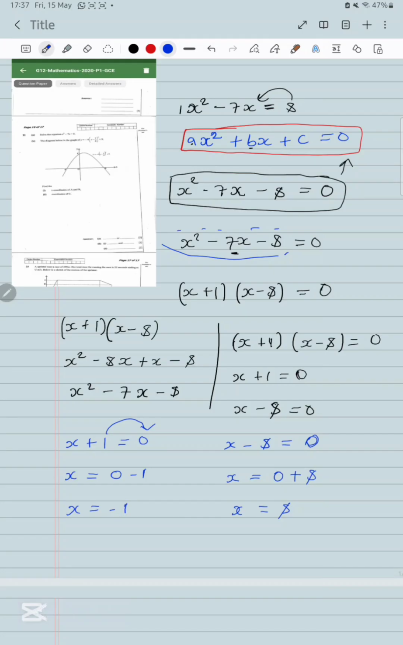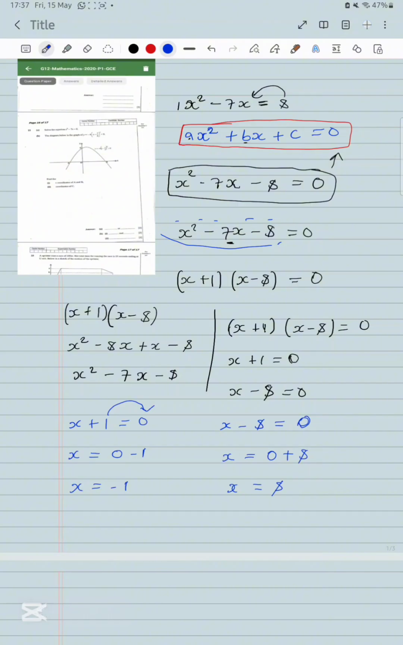So in our final answers, x is equal to 8 or x is equal to negative 1.